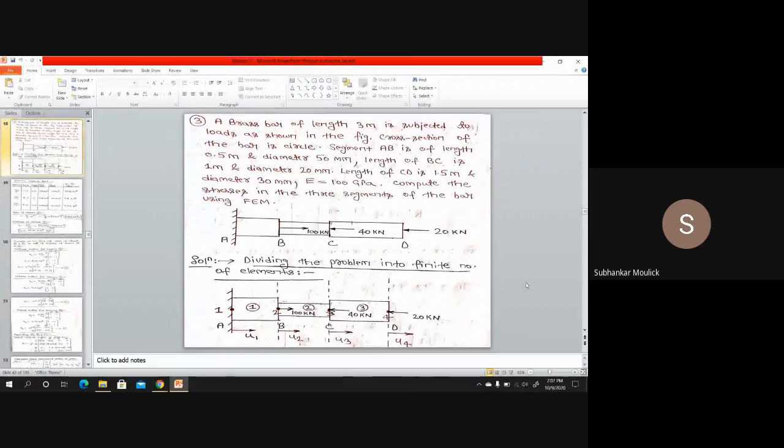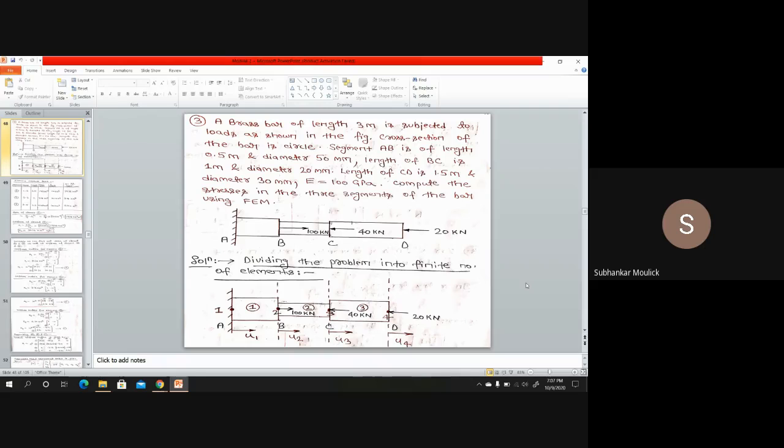Before starting today's class, today I am taking this class during this time period because I was having invigilation duty from 2 to 4 p.m., so I could not take the class. In order to compensate that class, I am taking this class from 7 to 8 p.m.